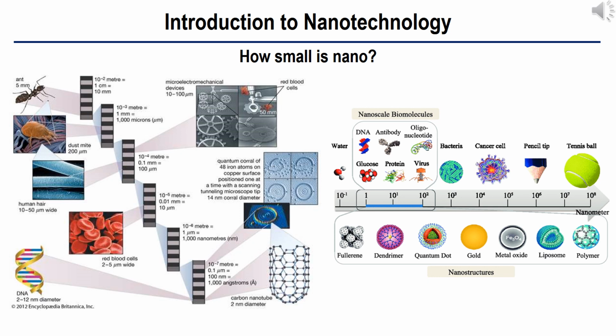Let's look at the scale on the right figure. You can find different nanoparticles such as fullerene, dendrimer, quantum dot, gold nanoparticles, metal oxide nanoparticles, liposome, and polymeric nanoparticles with size ranging from 1 to 100 nanometers. At the same nanoscale, you can also find different biological molecules or materials such as DNA, antibody, oligonucleotide, protein, and viruses.